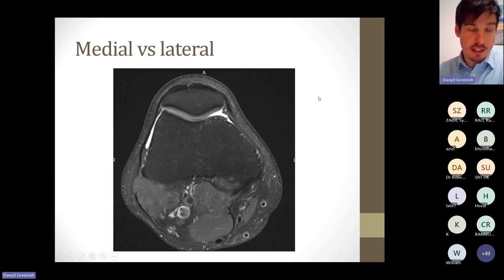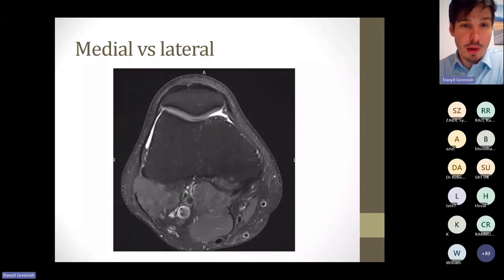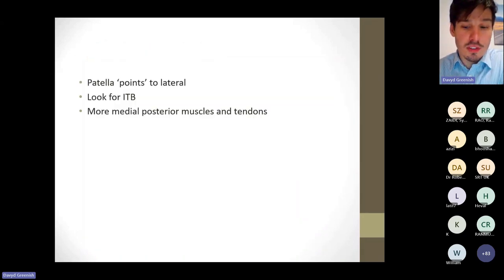Again, you could look at this and think it's tough to say which is medial and which is lateral. So I'm just going to go through a couple of different ways which I use at this level to determine. I would say that the patella sometimes points towards lateral. Some of these aren't infallible, so you might need to look for a couple of different things. You can look for the iliotibial band, which is an anterolateral structure. And also just make a note of the fact that there are more muscles and tendons medially within the posterior knee.